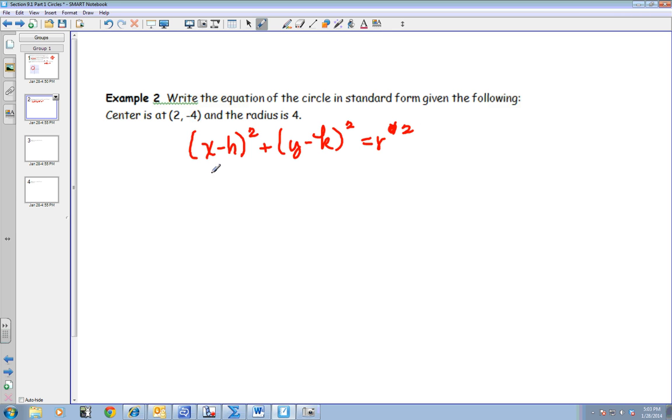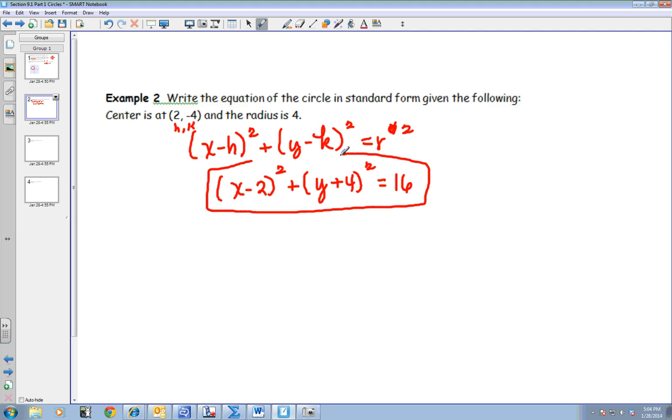Now I'm just going to fill those numbers in. If this is my center, this is my h, this is my k. So I have x minus 2 quantity squared plus y minus a -4, so that's going to be plus 4 quantity squared, equals 4 squared, or 16. So that is the equation of the circle in standard form.